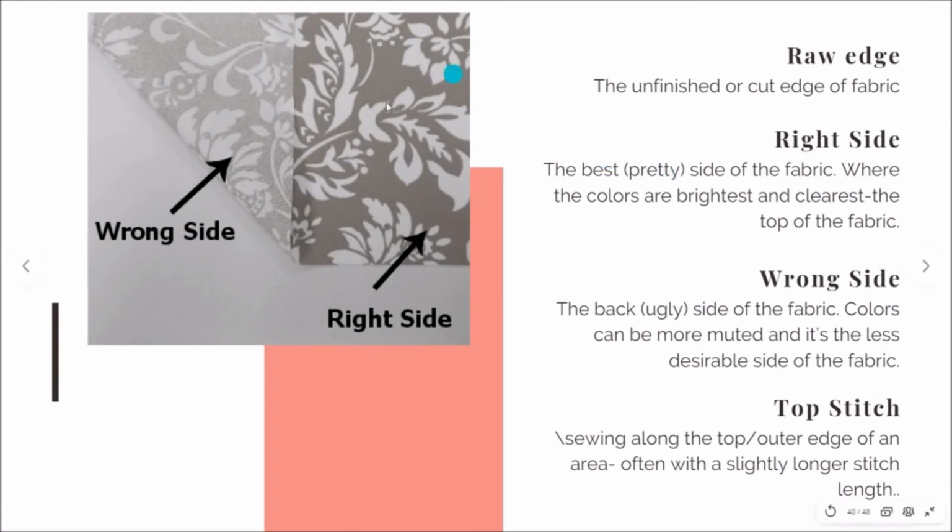You also have the right side and the wrong side of fabric. The right side is referred to as the best or prettiest side of the fabric, where the colors are the brightest and you see the pattern printed out. It's the clearest top part of the fabric. The wrong side is the back of the fabric. The colors are usually more muted. It's the less desirable or ugly side of the fabric. So the right and the wrong side of the fabric.